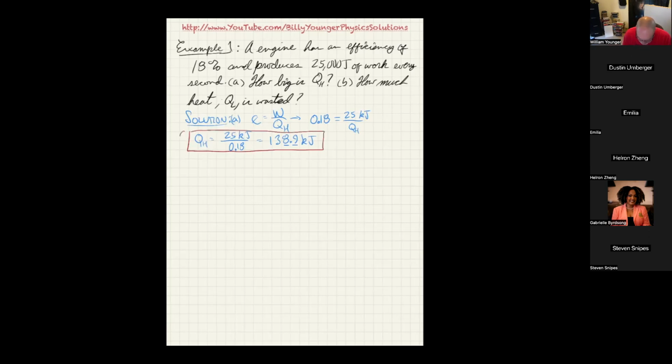for part A. So notice that's essentially 140. If I did it to the proper number of sig figs, it'd be 140 kilojoules put in, and you're only getting 25 kilojoules out. 18% efficiency, up to 20-ish, 22%, is the typical efficiency for an actual gas engine. Yes, diesel engines are a little bit more efficient, but still not great, still on the order of 20%. Anybody have a question on that before I start into B?